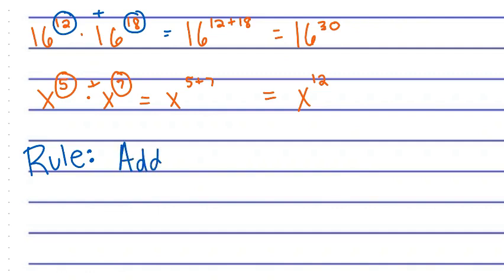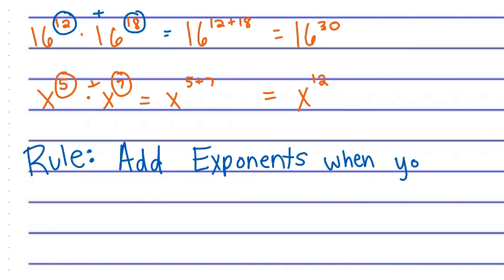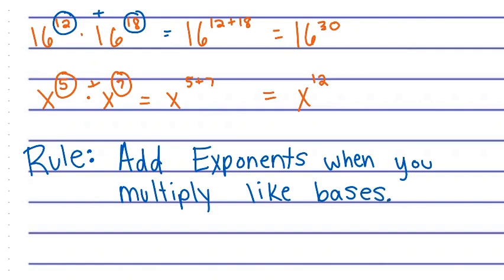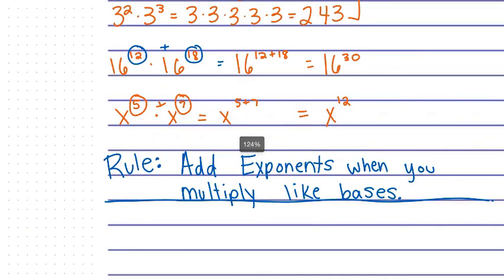We are going to add exponents when you multiply like bases. So that is our rule. It's going to work every single time. It's our rule. It's also the shortcut. Okay, so that's multiplication and exponents.